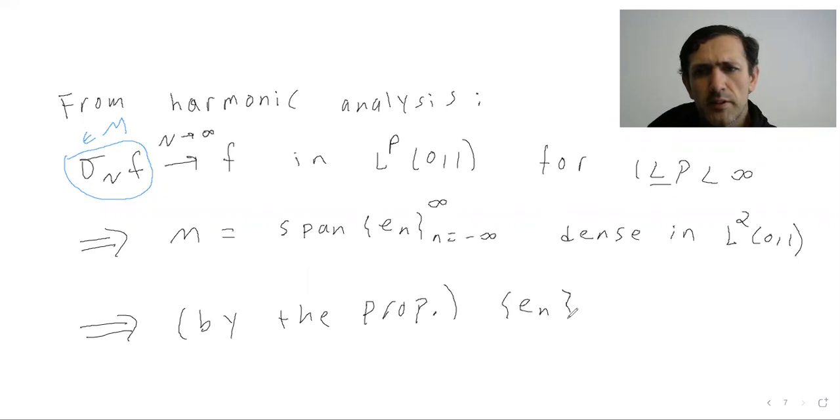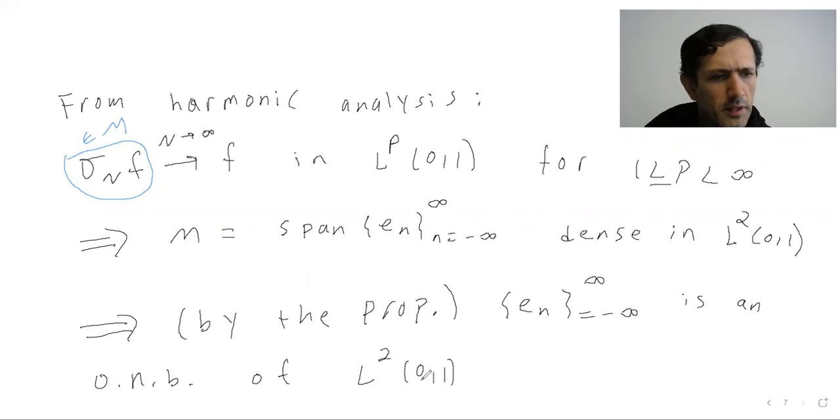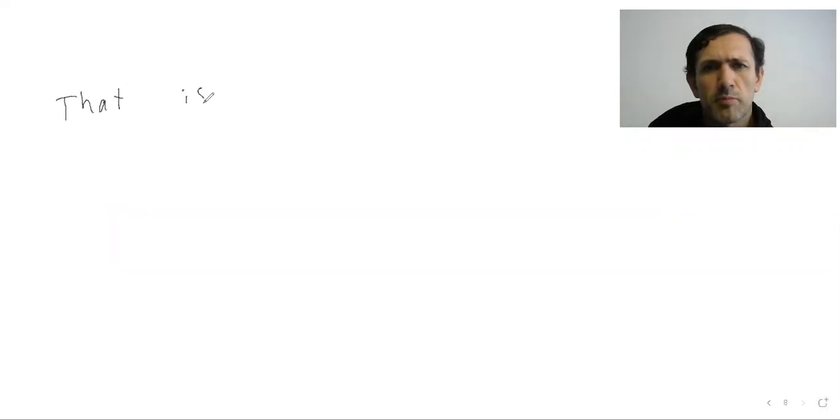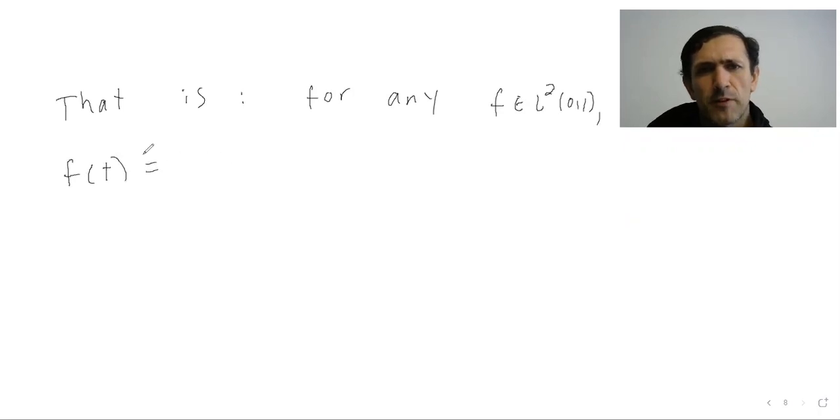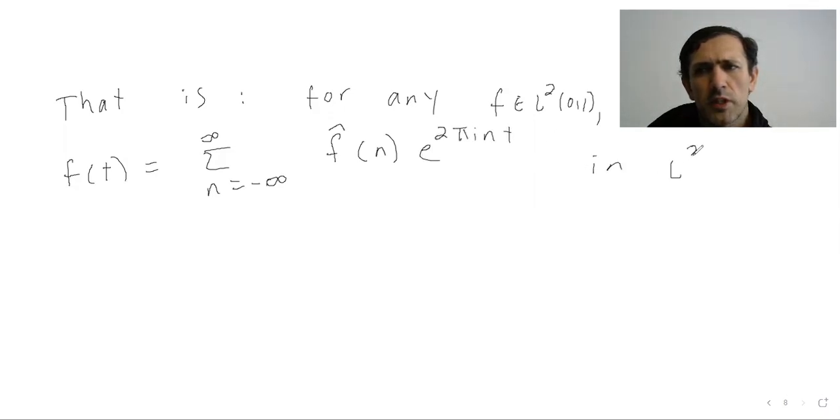That, right, this is an orthonormal basis of L2. Just to remind you of what that means, for any f in L2, you can write f of t, just to emphasize Fourier series, it's not pointwise, but anyway, as the sum of f hat n times e to the 2 pi i n t, where the convergence is in L2.